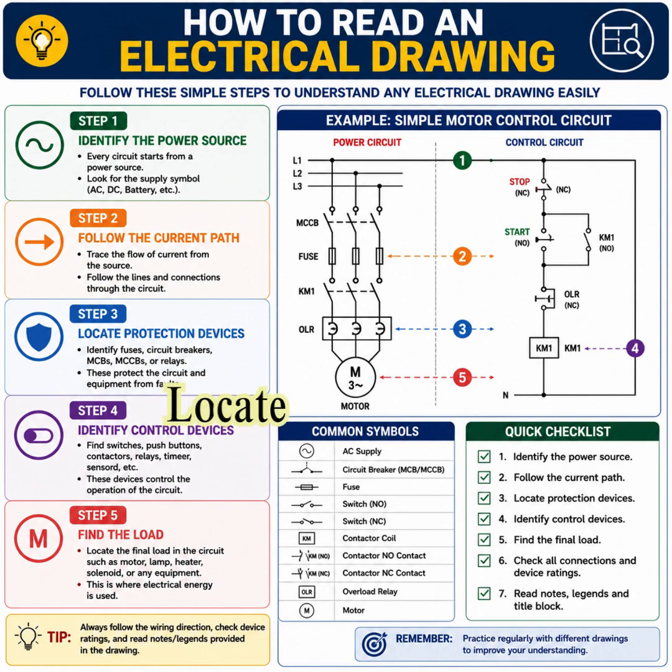Step 3. Locate protection devices. Identify all protection devices such as fuses, MCBs, MCCBs, overload relays. These devices protect the circuit and equipment from faults.